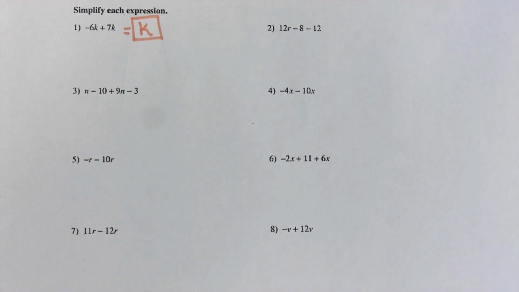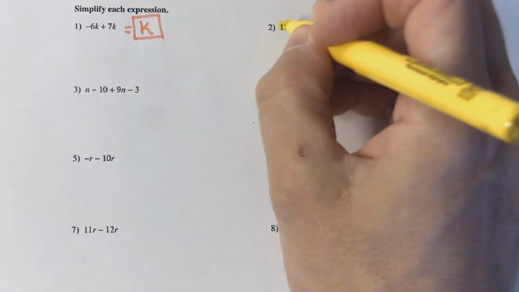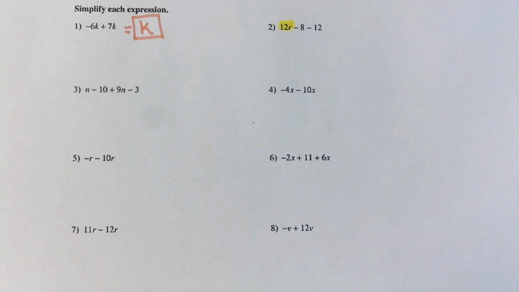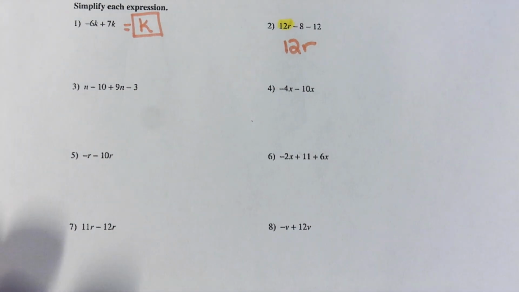Alright, Ava, I'm coming to you next. I've got a 12R. Does 12R have any buddies that I can add to it? Yeah, I don't see any. So I'm just going to rewrite it because there's nothing I can combine with 12R, unfortunately.